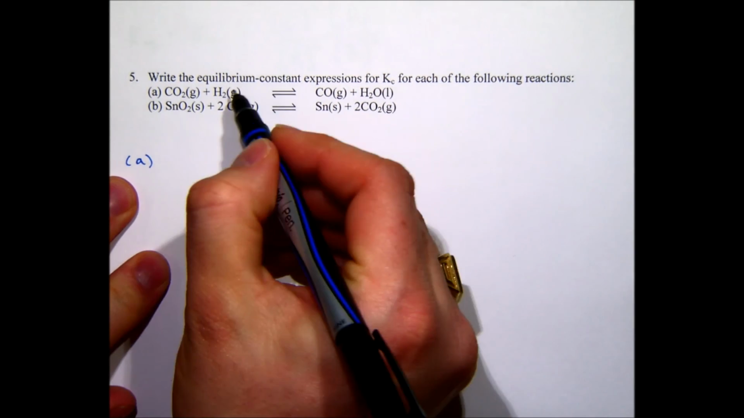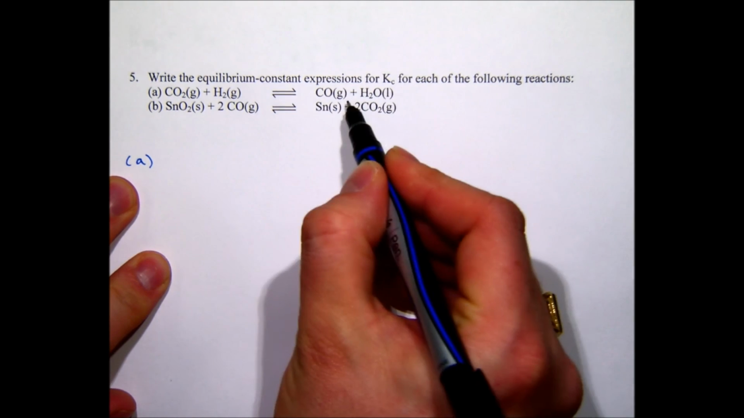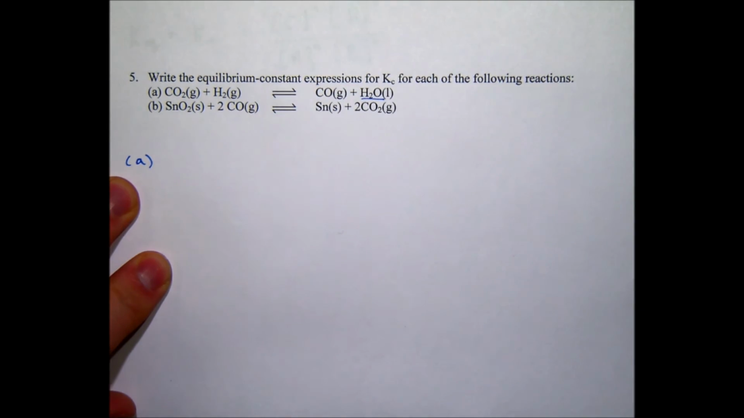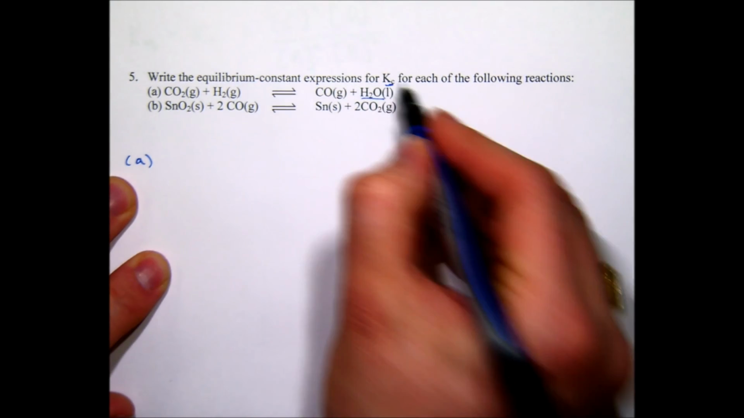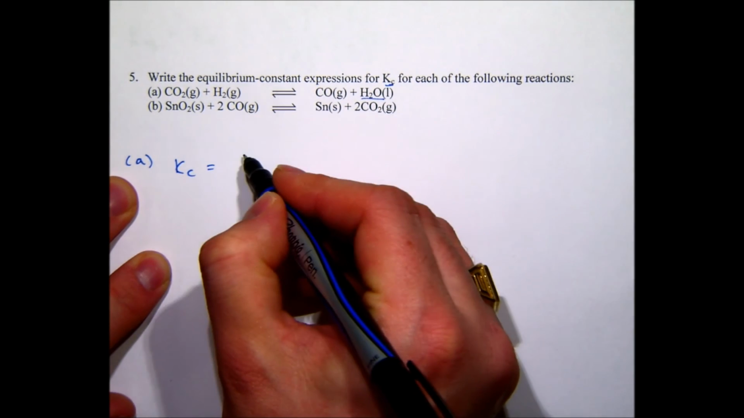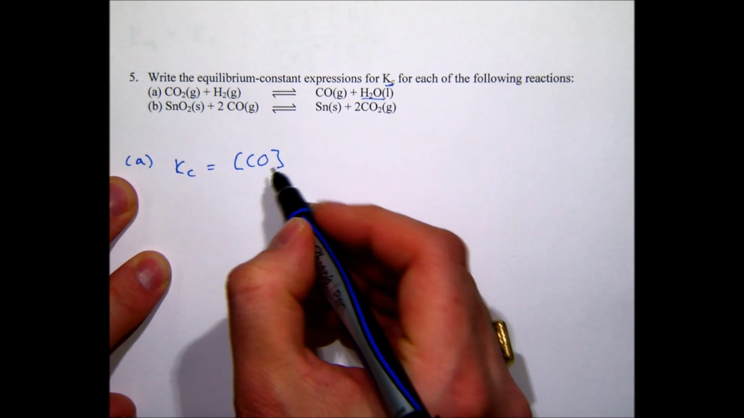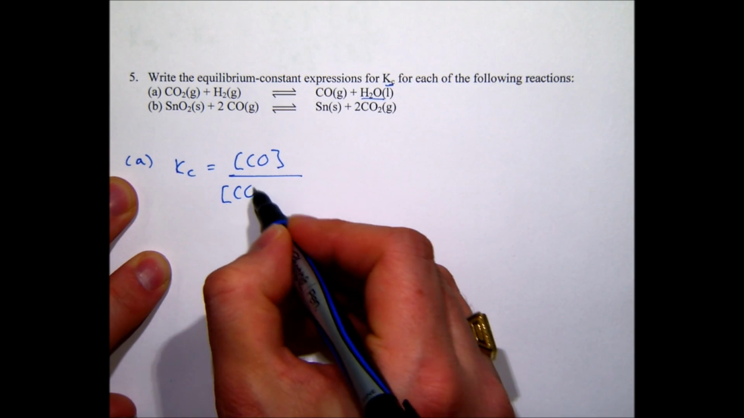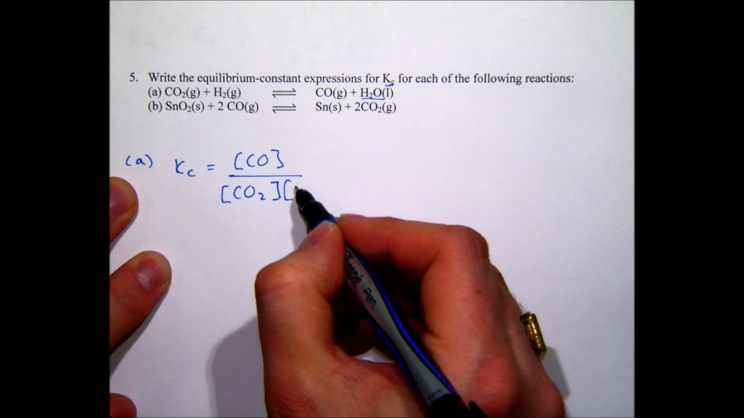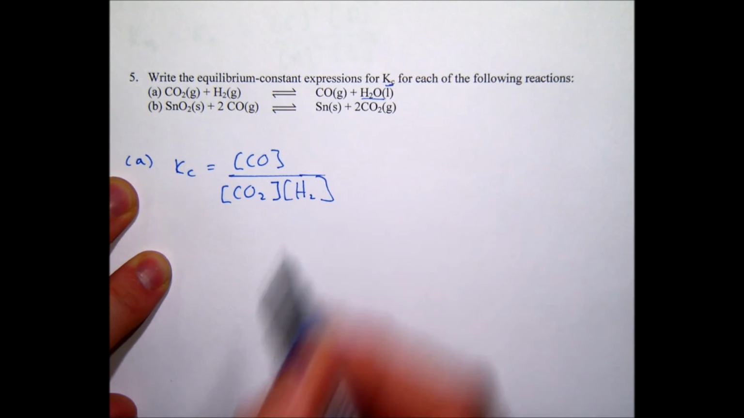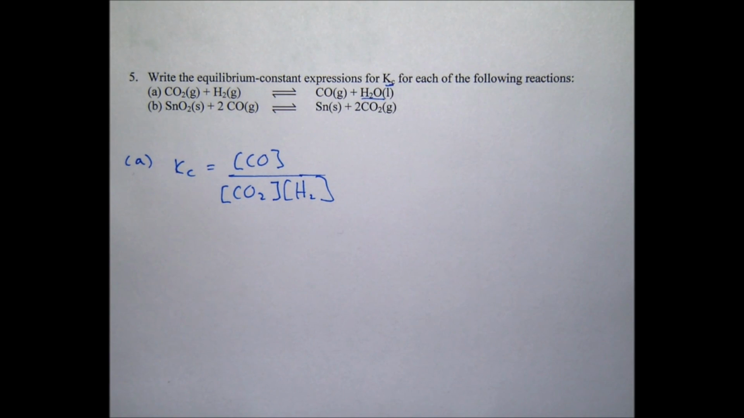So for this one, we have a gas, a gas, a gas, and a liquid. So we're basically just not going to include water. And it's asking for Kc. So Kc is equal to the concentration of carbon monoxide, and we get that. Water, again, not included. It is a liquid. So basically the only things that you are going to be putting into equilibrium expressions are things that are aqueous or AQ and things that are partial pressures or gases.